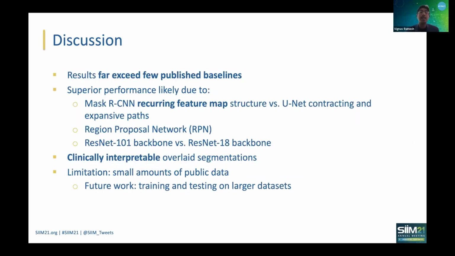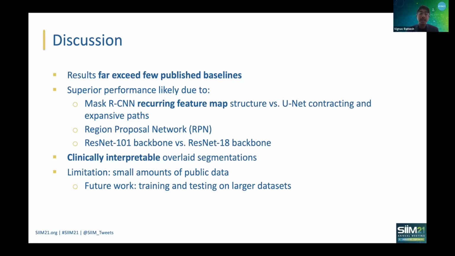Our results far exceed the few existing published baselines. Tang, Sun, and Lee's UNet segmentation model is the only published COVID-19 lung lesion segmentation framework with publicly available model schematics. When we implemented their architecture and trained it on datasets 1 and 2, their model achieved IOU scores of 0.38 and 0.49, both of which are significantly lower than our model's corresponding IOU scores.